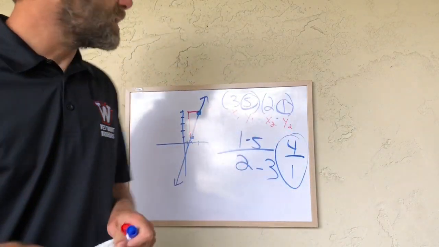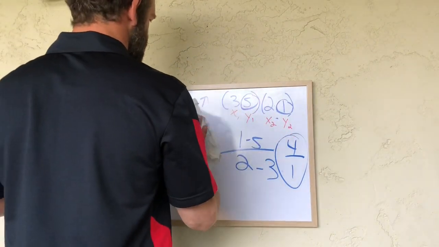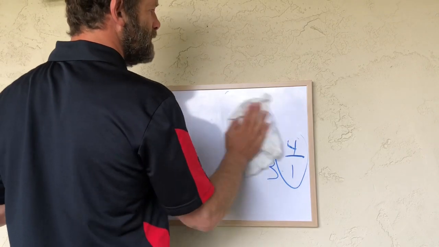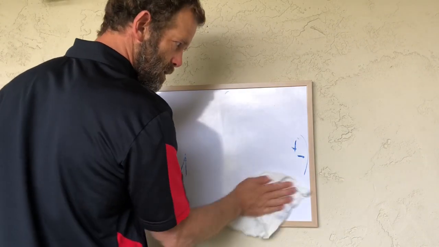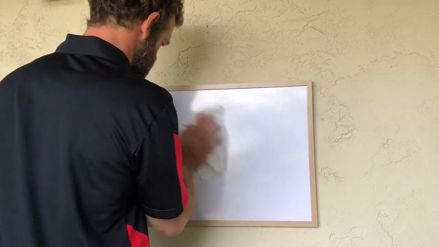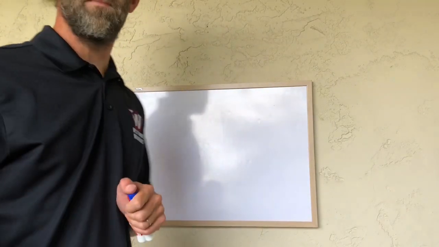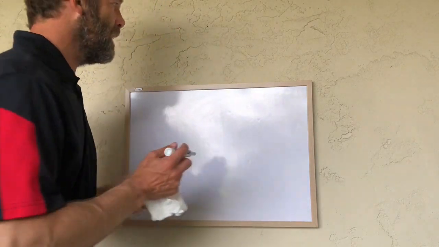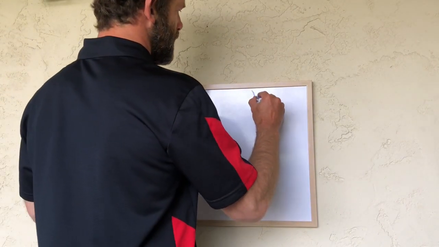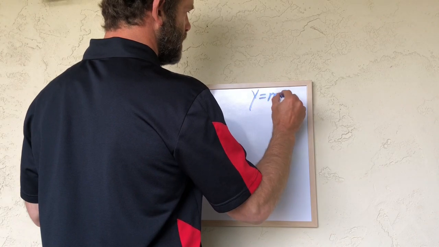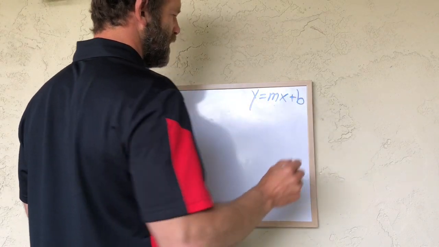All right, so the next question is this. It says, find the equation of a line. Do you guys remember the equation of a line? Well, I give it to you in your notes. The notes say, find the equation of a line, which is y equals mx plus b. So I'm going to write that down: y equals mx plus b.